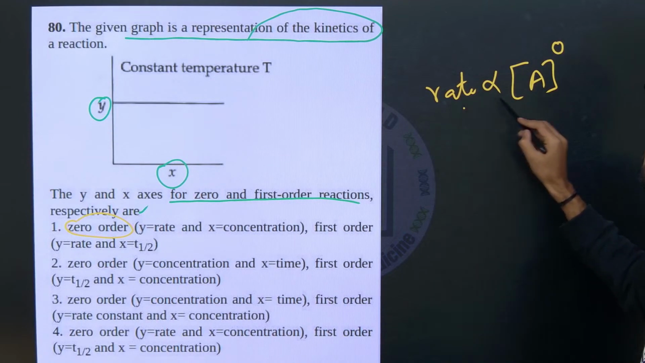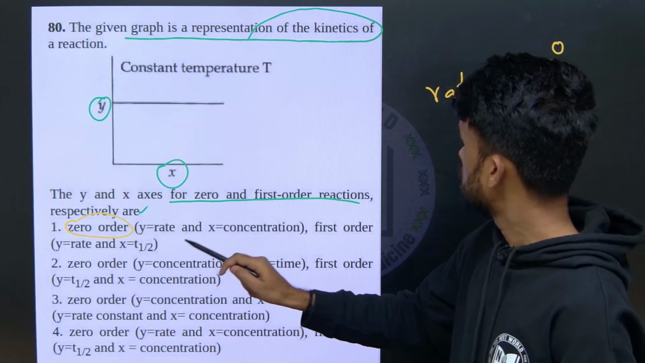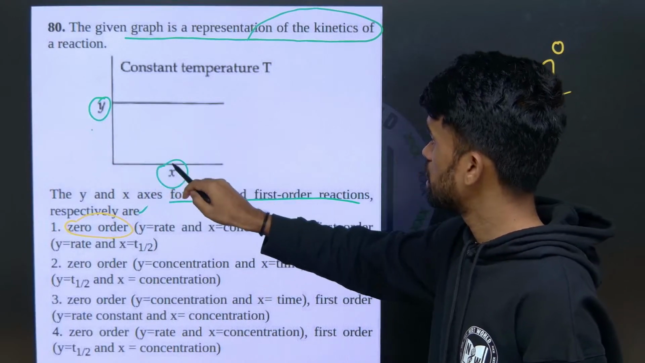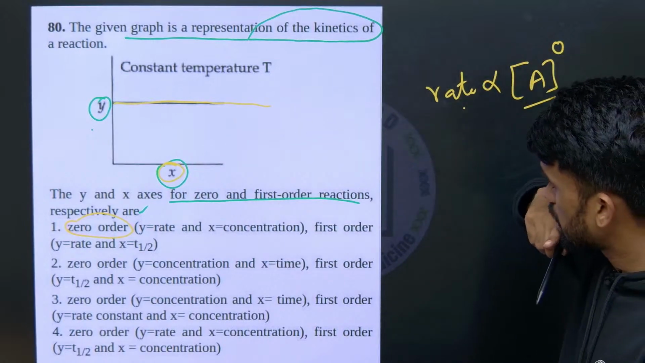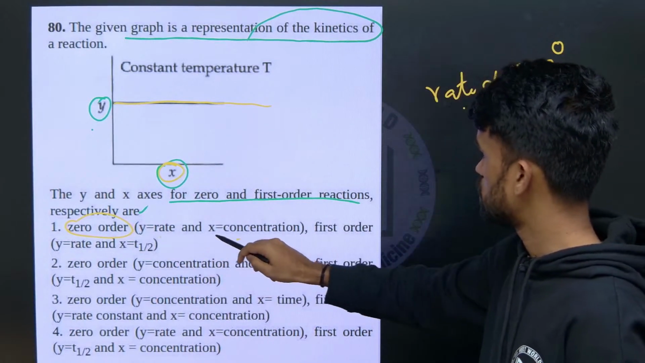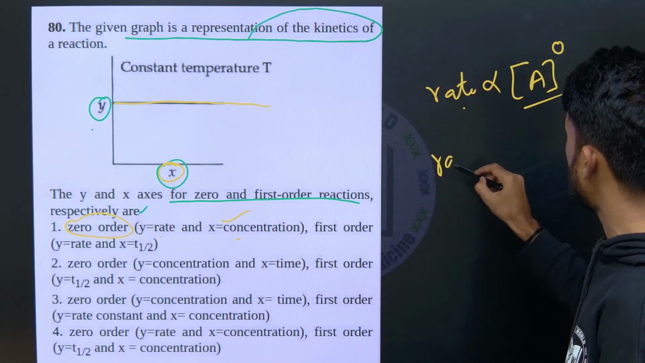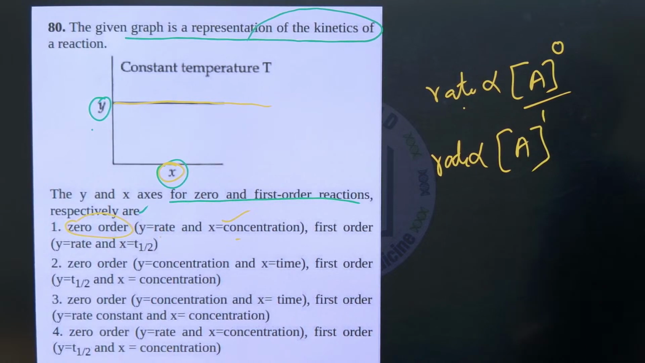So the rate is independent of the concentration of substrate. If it is rate, it is independent of concentration. Yes, it will be like this. So I can say rate and concentration. Yes, for zero order it is correct. For first order, rate is directly proportional to the concentration of substrate to the power 1. This is for zero order, this is for first order.